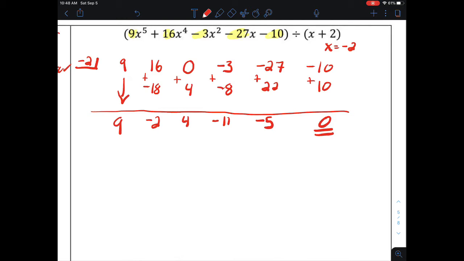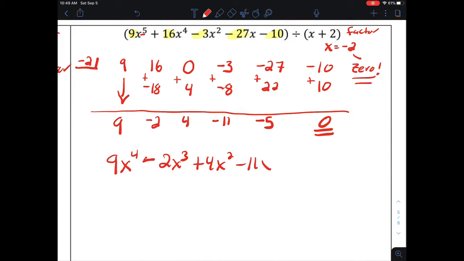What that means is x plus 2 is a factor, which also means that x equals negative 2 is a 0 of the function. So that is a factor, and that is a 0 if we were trying to write this in factored form. Remember, when we divide, it decreases the degree of the polynomial by 1 from what you started with. So I end up with 9x to the 4th minus 2x to the 3rd plus 4x squared minus 11x minus 5.